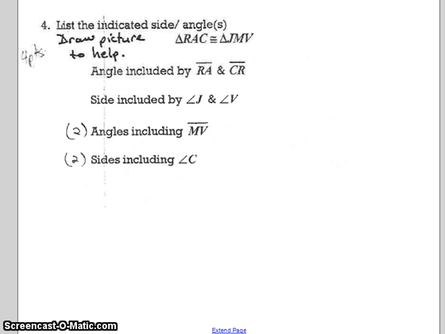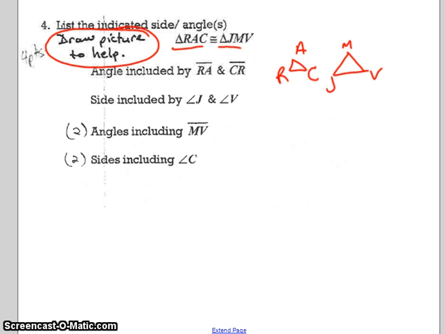Next one. List the indicated side or angles. Okay, so we have RAC and triangle JMV. Draw a picture to help. RAC. There's my triangle, my little triangle. The letters are bigger than the triangle. And JMV. Doesn't matter. Okay?